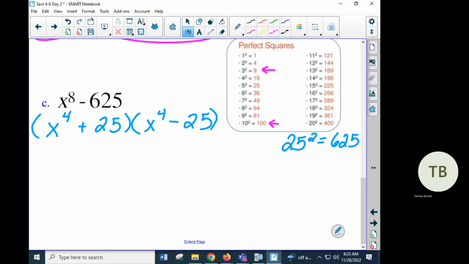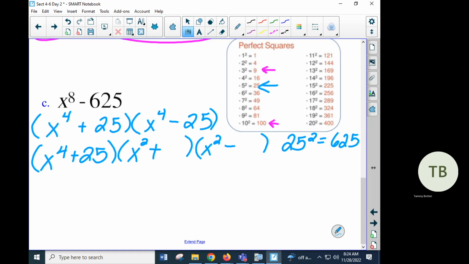This is to the 4th power, which is even, it's minus, and 25 is a perfect square, so I can take that one further. So I have x to the 4th plus 25, and then I have to factor this. When you factor it and it's difference of squares, you have a plus and a minus. You put half of the x's here, half here, and the square root of 25 is 5.